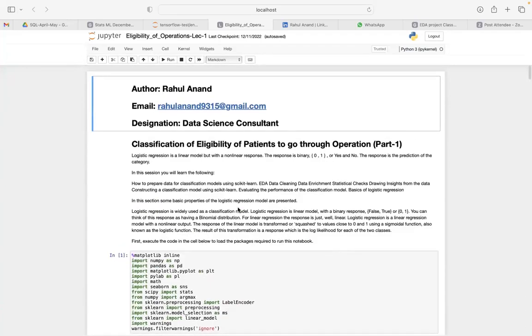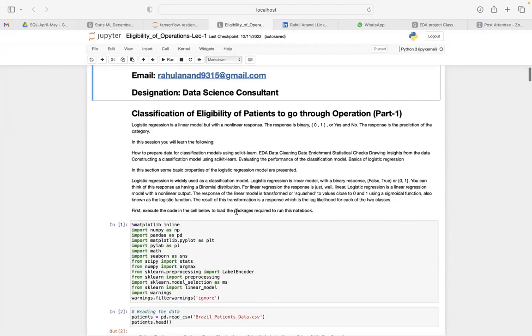So yeah. We understood the data. Any doubts on the data part that we have explained? Any issues? No, Rahul. Great. Perfect.